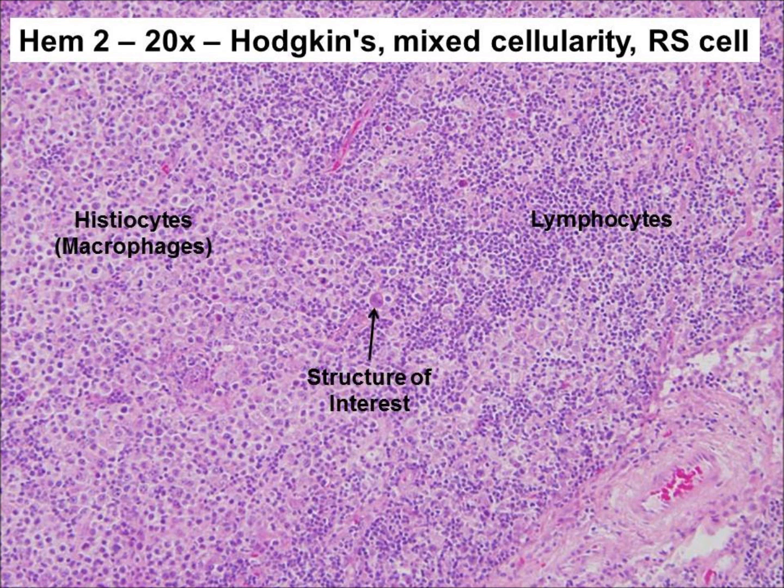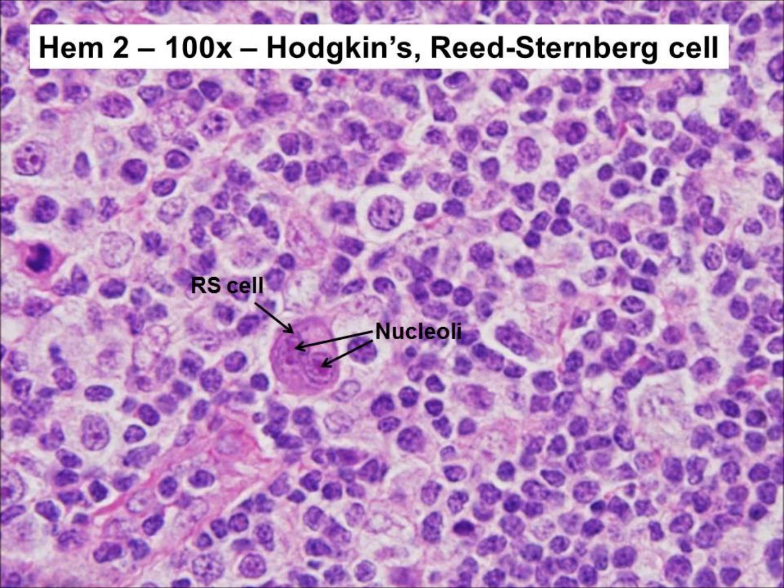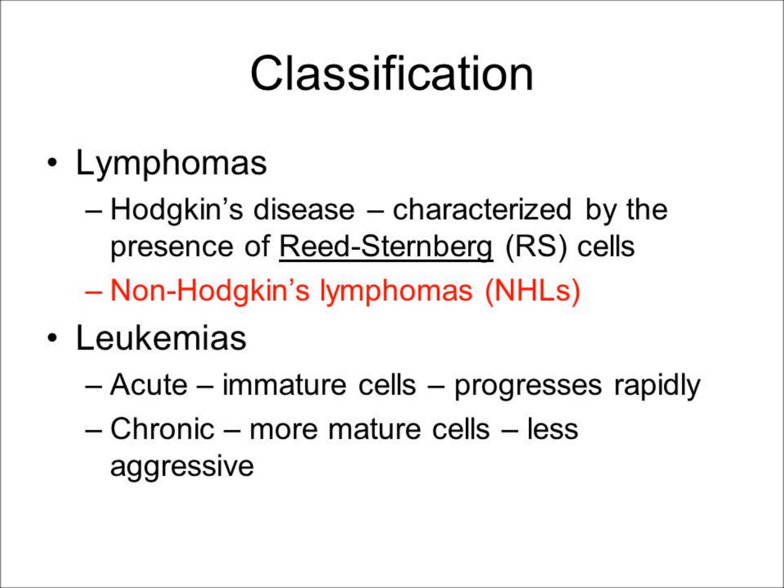Now, scan the area at low power, and when you locate a structure of interest that could be an RS cell, switch to higher power. This shows a classical Reed-Sternberg cell. This one is large, binuclear, and has distinct nucleoli. Since these classical RS cells are hard to find, do not spend too much time looking for them. Now, the second type of lymphoma are the non-Hodgkin's lymphomas, or NHLs for short. These lack the RS cells.